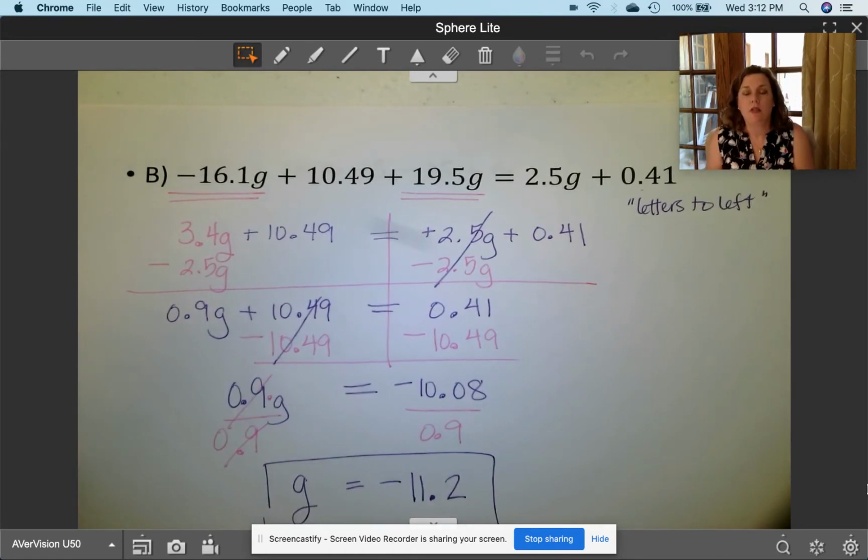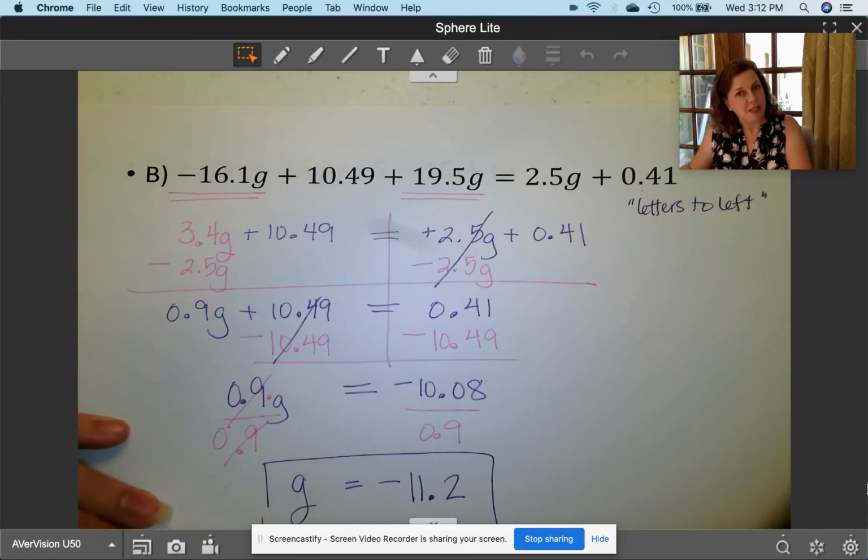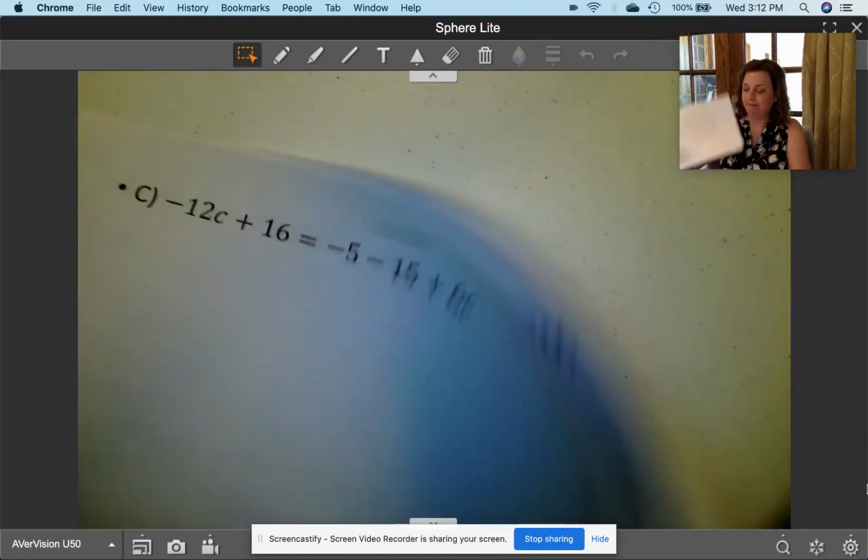There are so many different ways to solve equations, and I'm just doing the one that I think most of you get the first time. So there you go, decimals. Be careful.